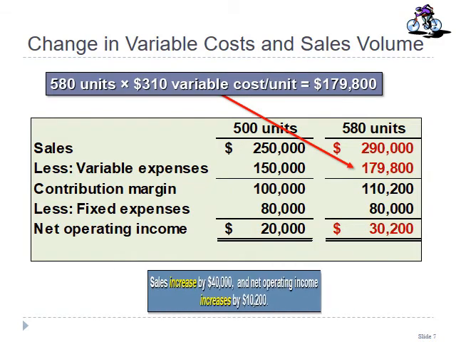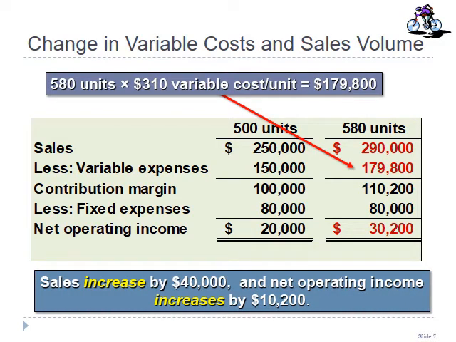Here it is, the analysis. So previously we were selling 500 units and now we're selling 580, because we are not changing our sale price. Sale price is still $500, but we have increased our variable cost. Previously the variable cost was 300, and now the new situation is that we must add $10 because we are using higher quality raw material.